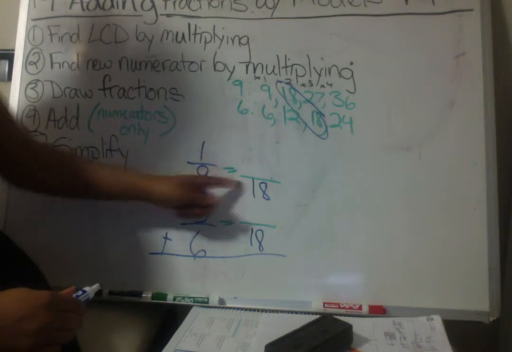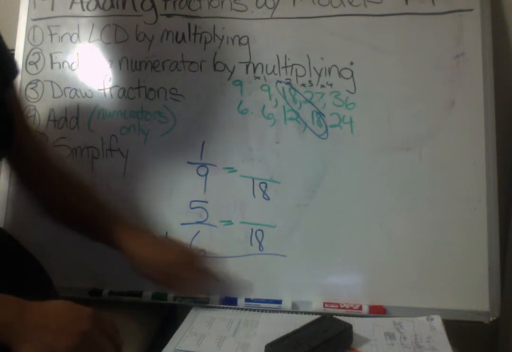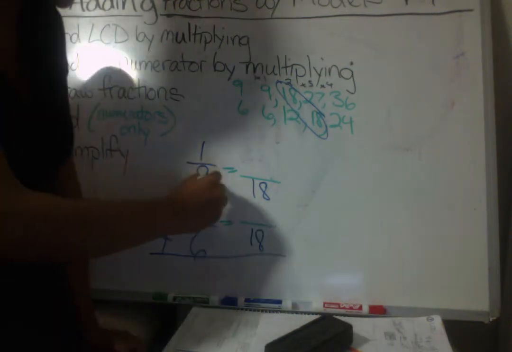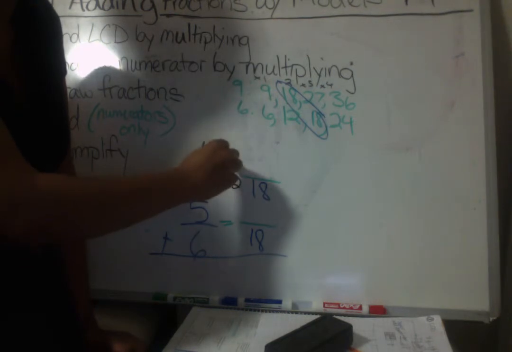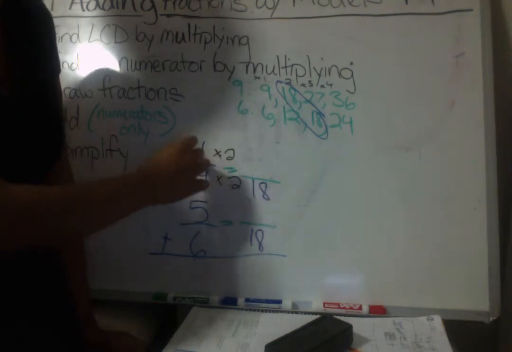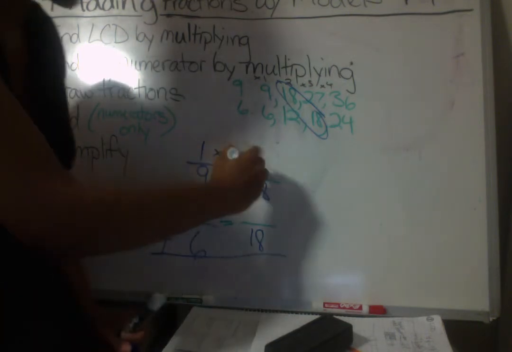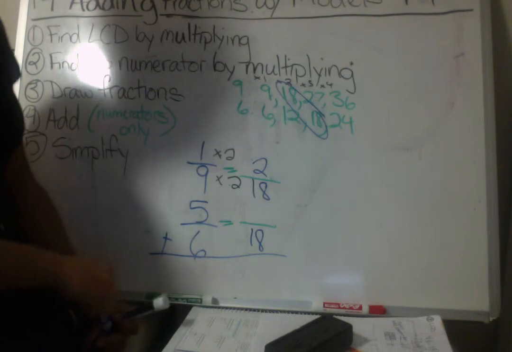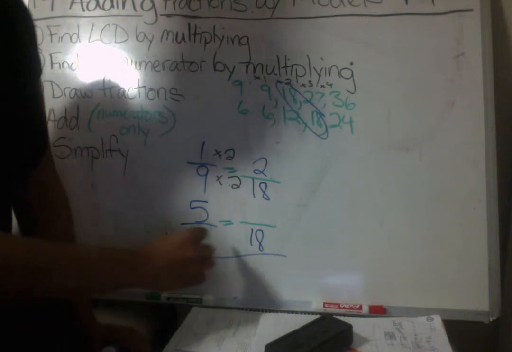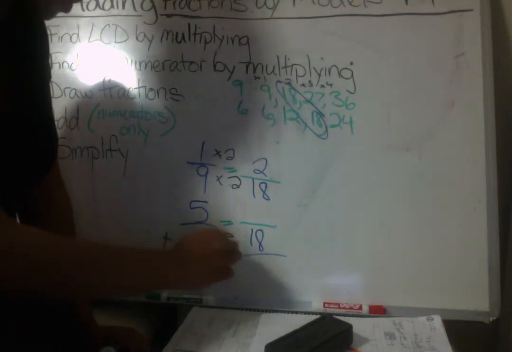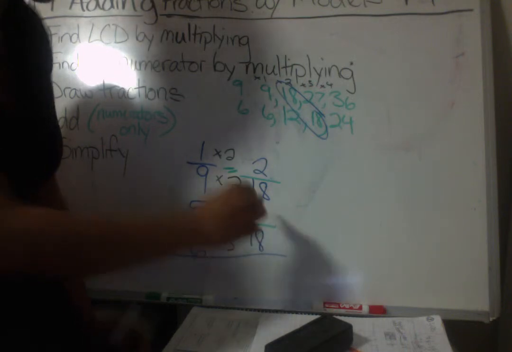Now how do we get from 9 to 18? Step 2, find the new numerator by multiplying. 9 times what gives me 18? 2. Whatever I do to the bottom, I do to the top. 1 times 2 is 2. On this one, they both changed. How did I get from 6 to 18? Times 3. 5 times 3 is 15.